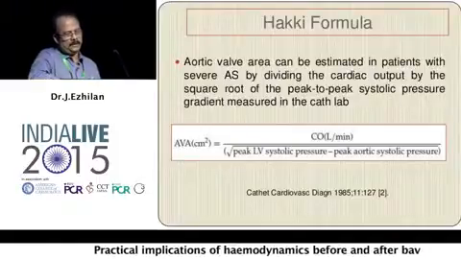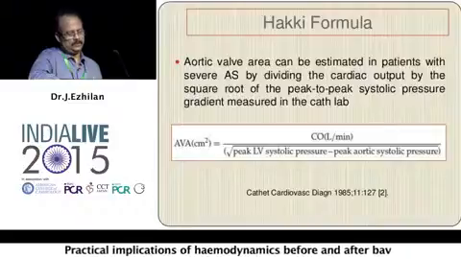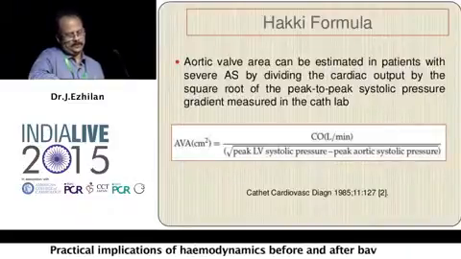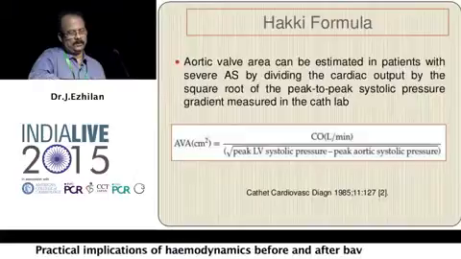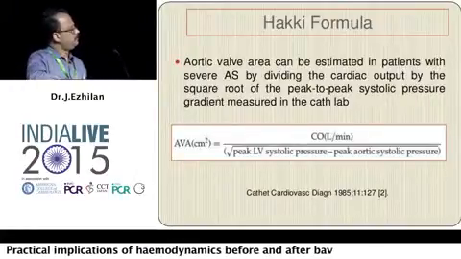And you have an alternative, the Hakki formula, where you can also calculate the aortic valve area, where the cardiac output is divided by the square root of the peak LV and aortic pressures. And one should also remember the pressure recovery phenomenon.